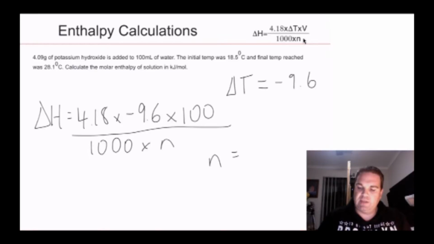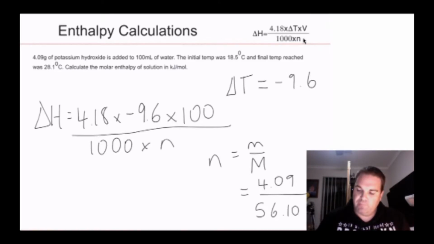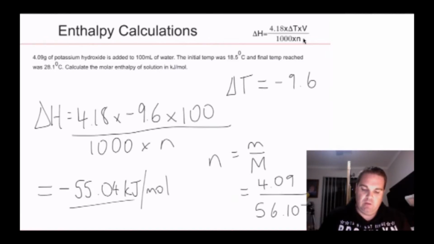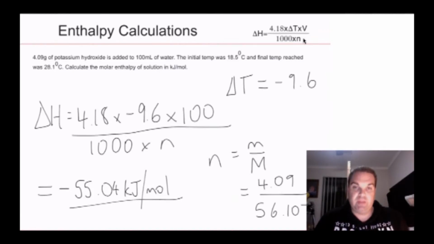Now, number of moles in this case is mass over molar mass. The mass of our potassium hydroxide was 4.09, and the molar mass of potassium hydroxide is 56.107. So if you work those out, you get 0.0729. Put those all into your equation, and you get a value of minus 55.04 kilojoules per mole. So that's just doing a couple of calculations this time, working out our delta T over here, working out our number of moles, doing mass over molar mass, putting them into the equation, getting our enthalpy value here.